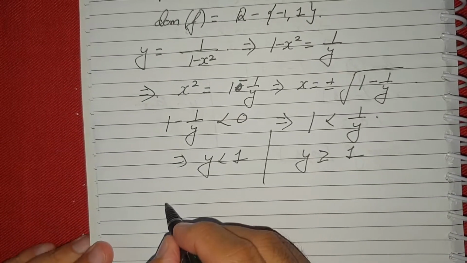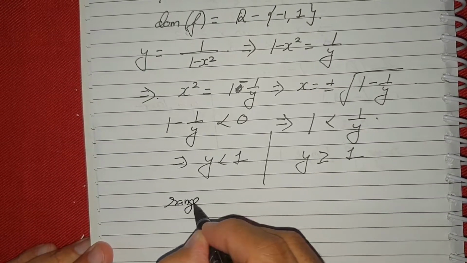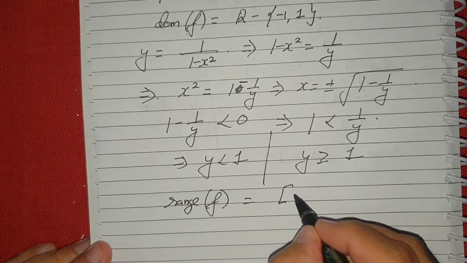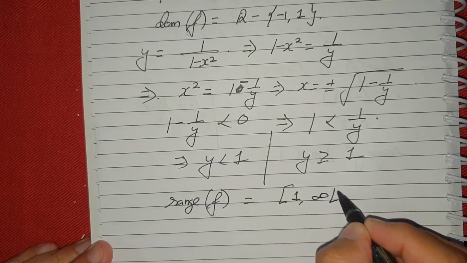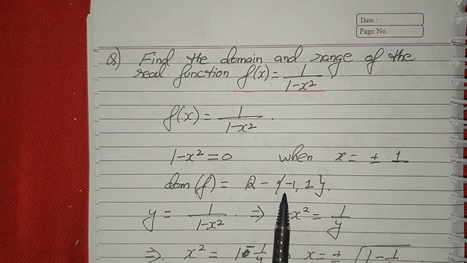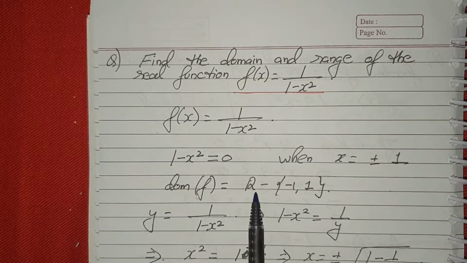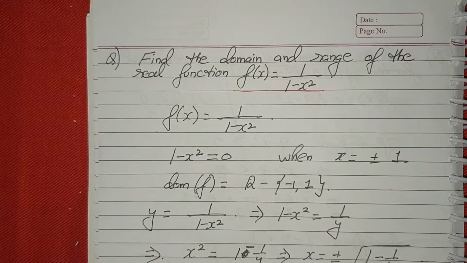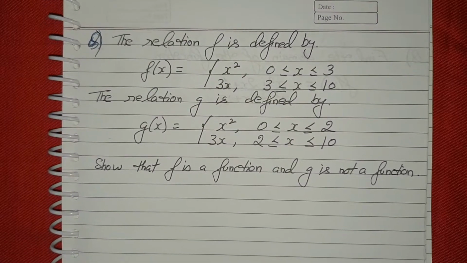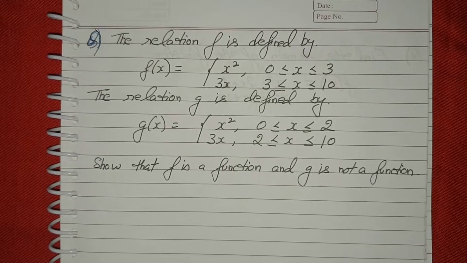The range of f equals 1 comma infinity. This is the range of f, 1 comma infinity. So the domain of f is R minus {-1, 1}, and the range of f is 1 comma infinity. Now, the next question.